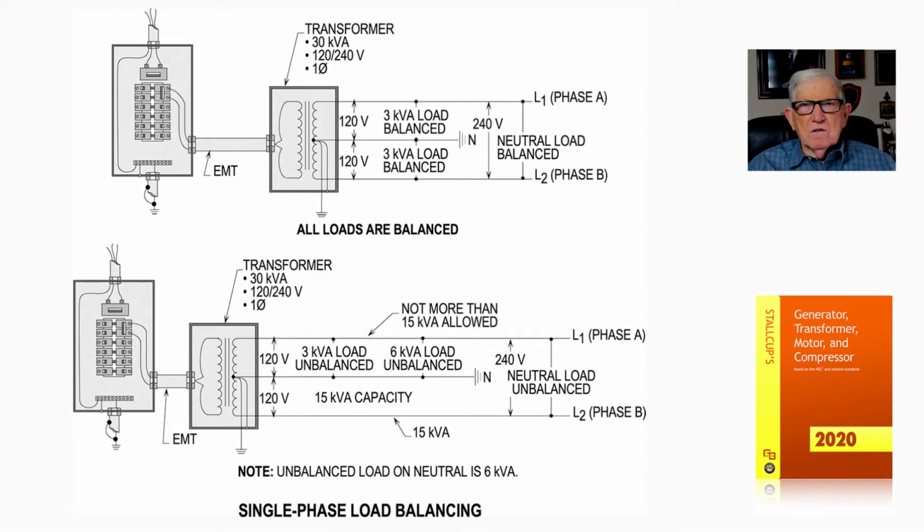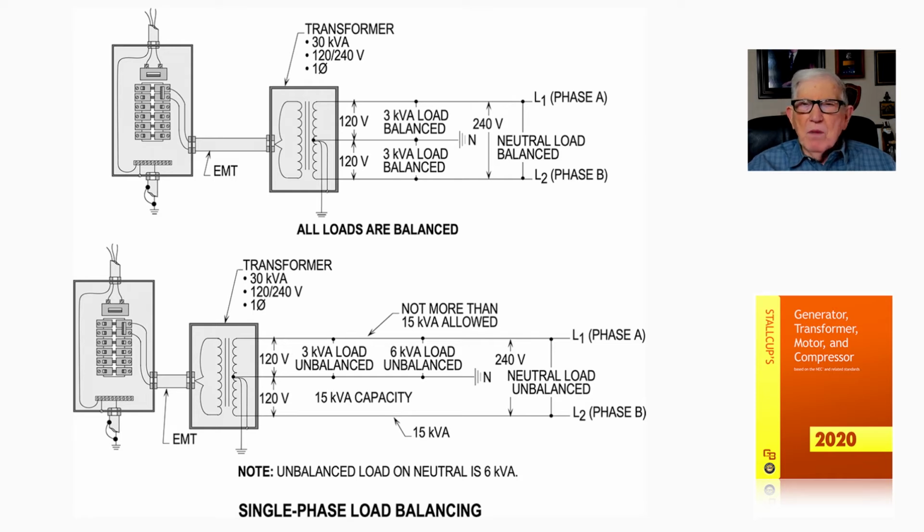Now let's take a look at this figure 7-11, and we're dealing with balanced and unbalanced loads on the neutral in a single phase load type, balancing type situation. Now, looking at the top illustration, all loads are balanced. Notice that we have on L1 3 kVA, and on L2 we have 3 kVA, neutral load. So the neutral sees 0, as you know, we are told in 220.61(A) in the NEC.